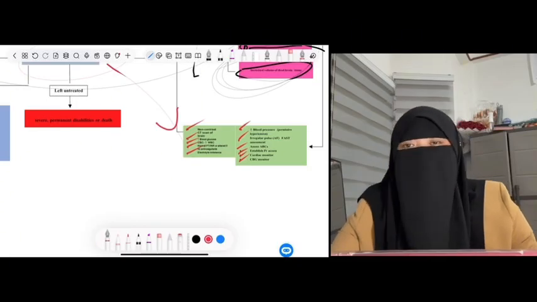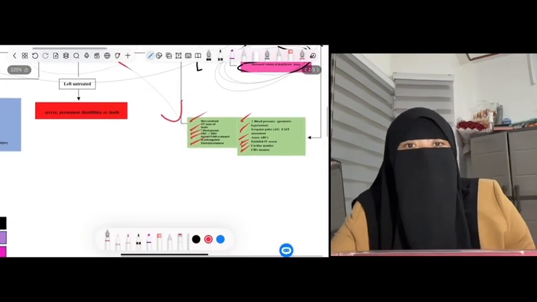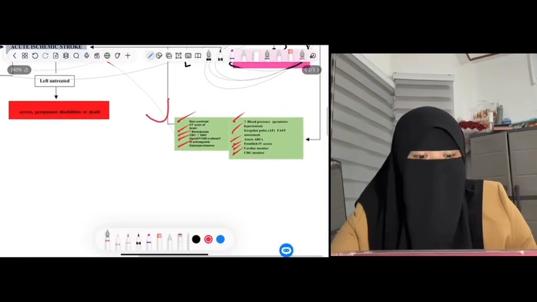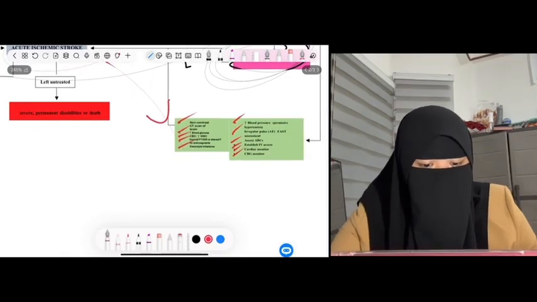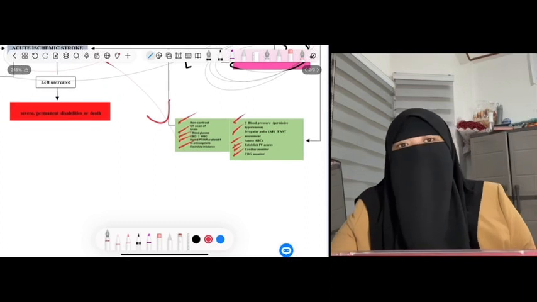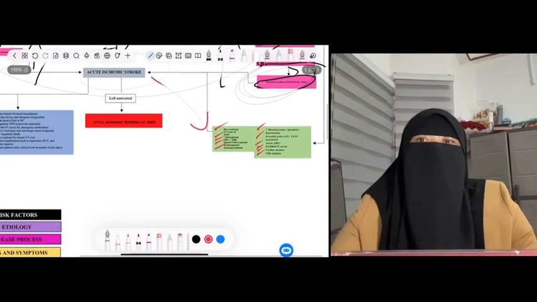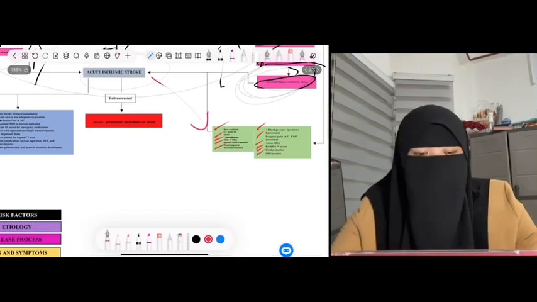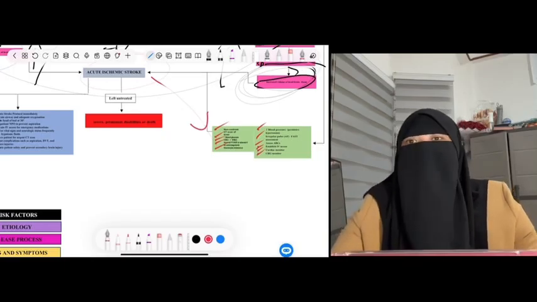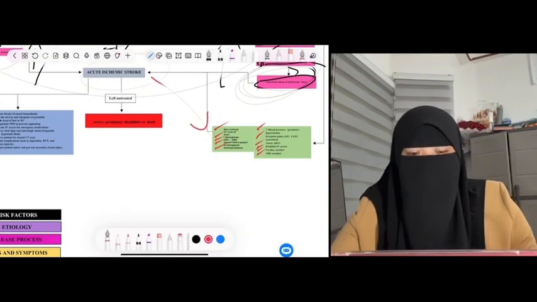Of course, we have to monitor blood glucose. Hypoglycemia can mimic the stroke symptoms and must be ruled out immediately. We also have the CBC and the WBC, to assess for infection, anemia, or platelet abnormalities that may affect treatment decisions. Next one is the electrolyte imbalance, which can worsen neurologic function and must be corrected.